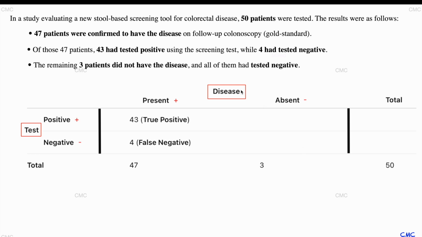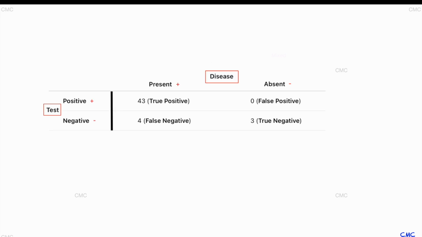We get also informed by the question that these remaining 3 participants who had negative colonoscopy also tested negative for the colorectal disease with the new screening tool. So this means that these 3 results are all true negatives, which is great because it means that there are 0 false positives. There are no participants who received an incorrect positive test result. Now that we filled out our table, the questions that you will come across from this point onwards will likely ask you one of 4 things.